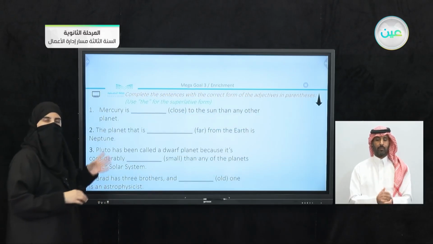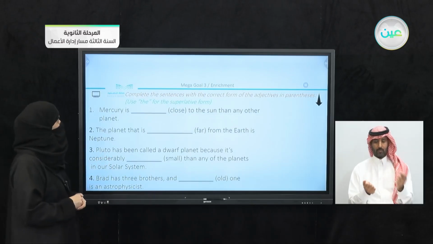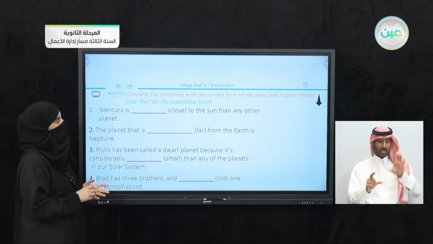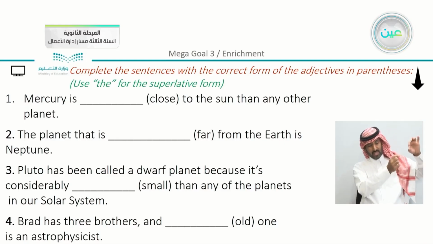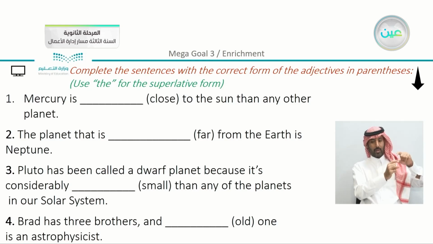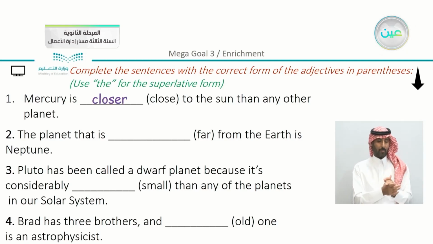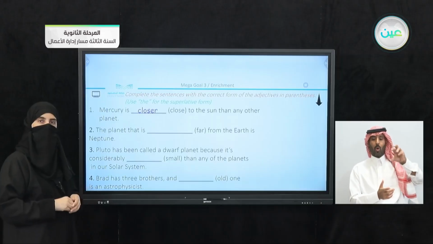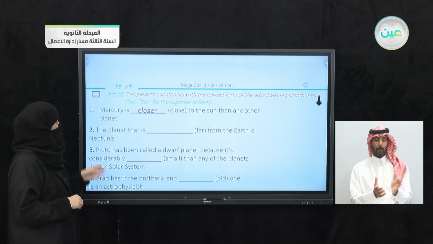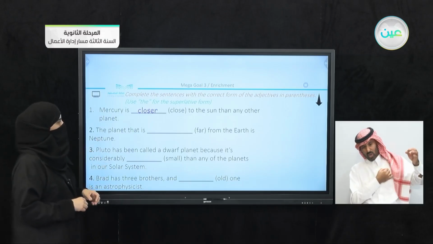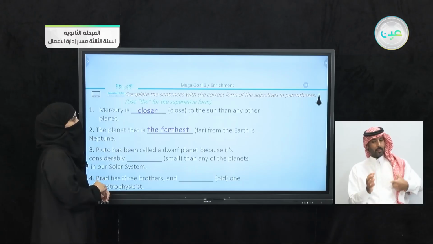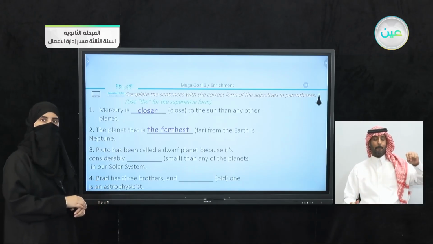Now let's just apply this exercise here. Complete the sentence with the correct form of the adjectives in parentheses. Now Mercury is close to the moon than any other planet. We have here, of course, closer because we have than in the sentence. The planet that is blank far from the Earth is Neptune. Here we can say the farthest. We have superlative.